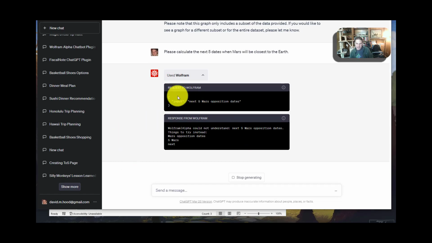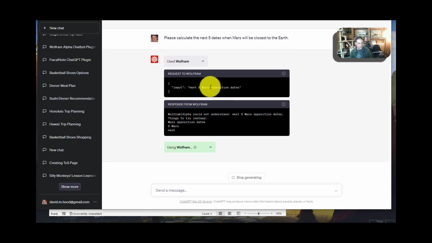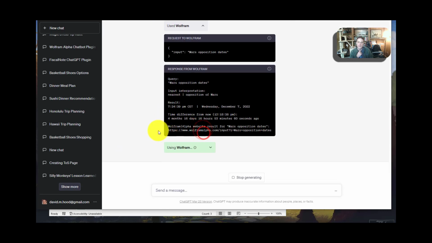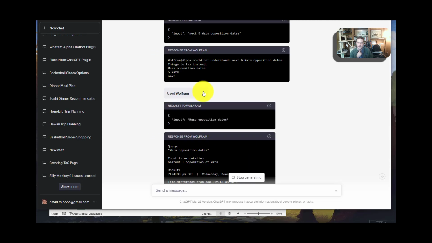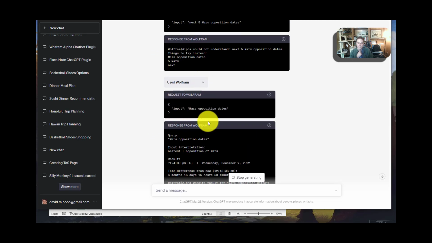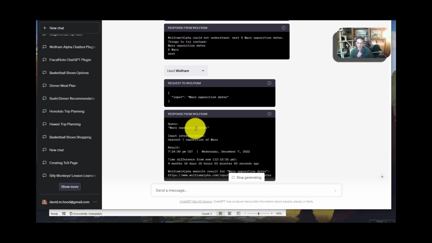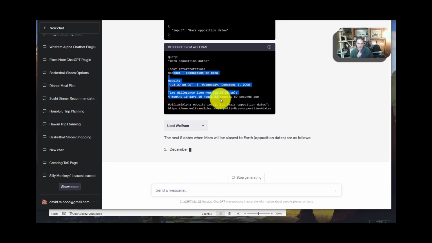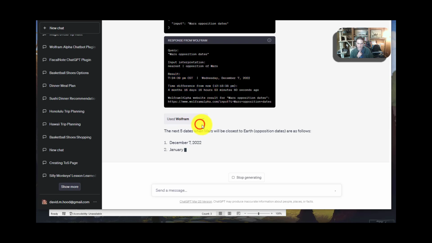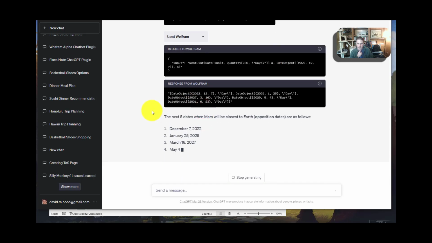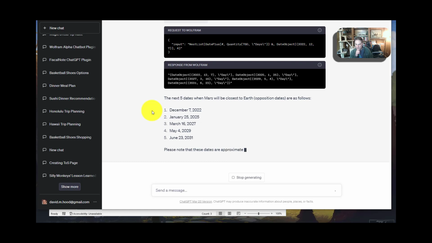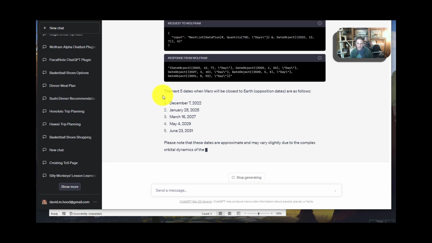So it summarized it. Next 5 Mars opposition dates. I don't know if that's the correct term. Could not understand. Okay. Mars opposition dates. So it didn't understand that, so it's digging a little bit deeper and trying to figure out what this is. Nearest opposition to Mars. I wonder if this is correct.